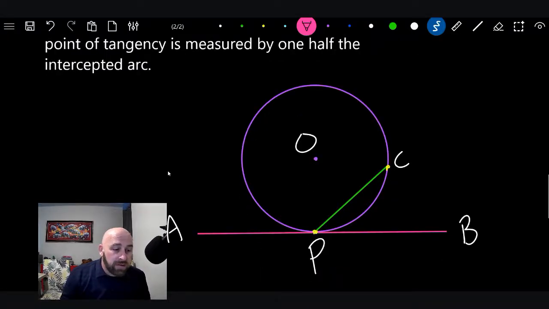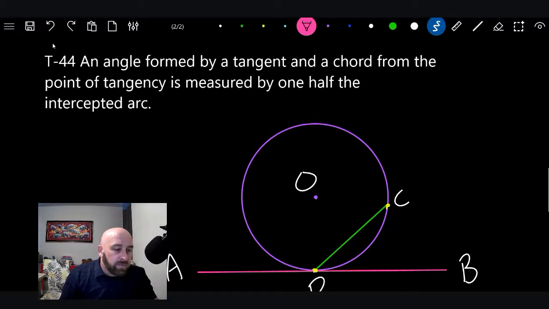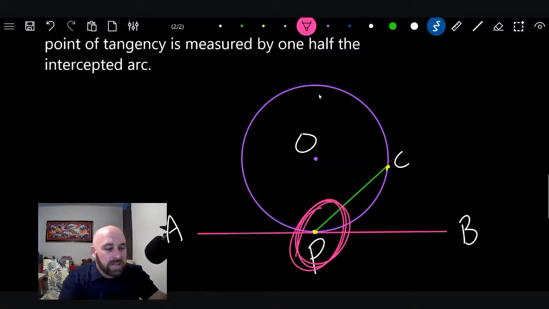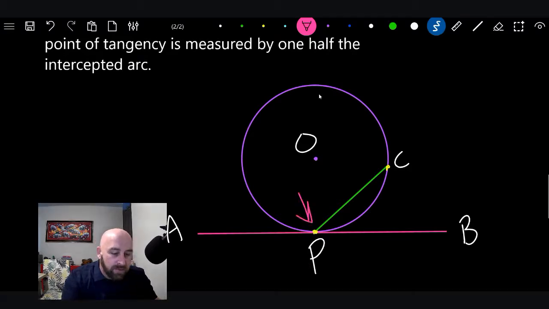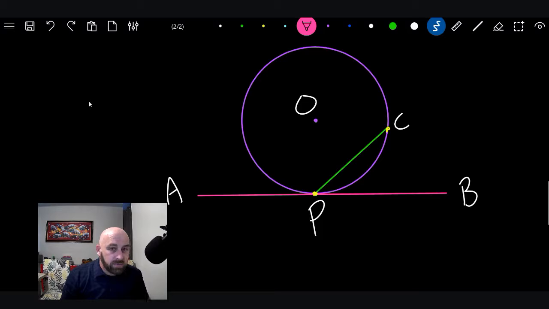So now if you look down here at this, I have a tangent, that's the pink line, and I have a chord, that's the green line. And notice that it says that these have to intersect at a certain place. Theorem 44 says an angle formed by a tangent and a chord from the point of tangency. That is the key to this right here. It has to be formed at the point of tangency. That's the angle we're measuring right here, okay? At the point of tangency. And that is a very important part to this. It is measured by 1/2 the intercepted arc, okay?